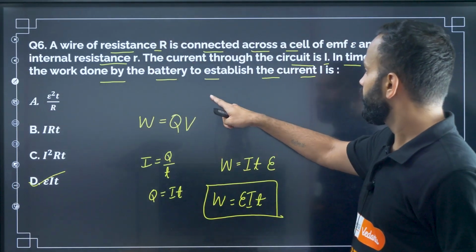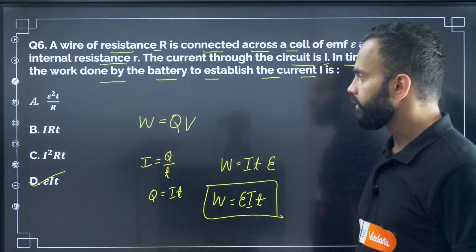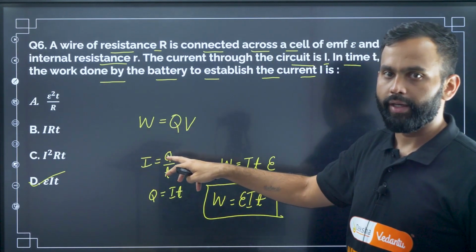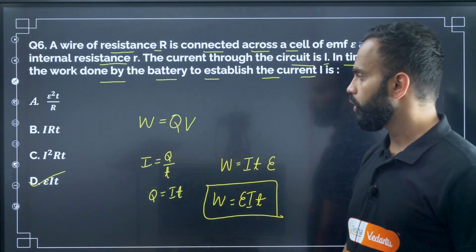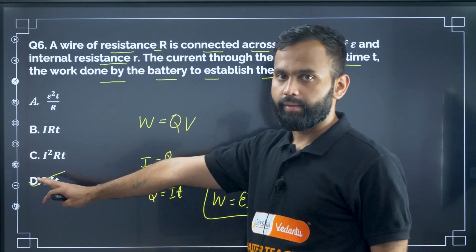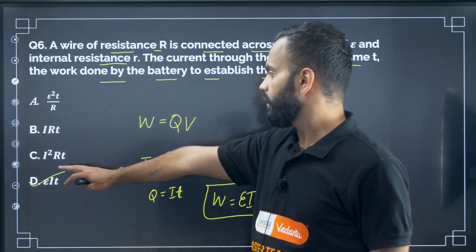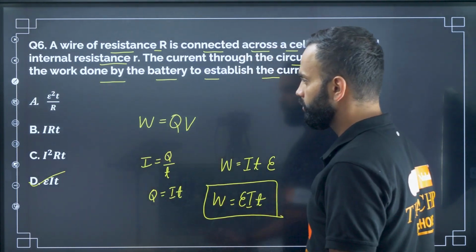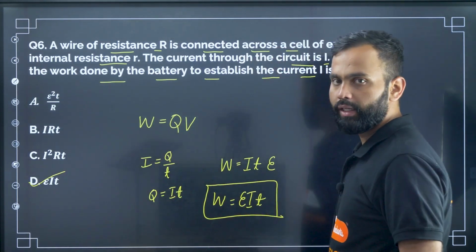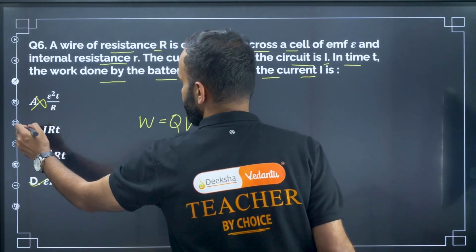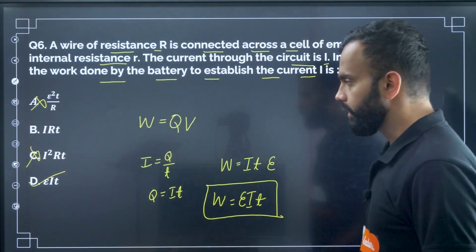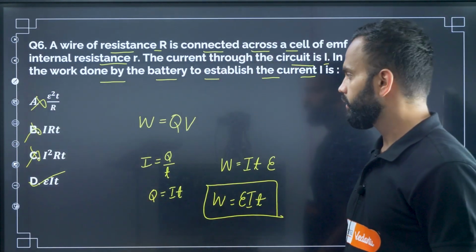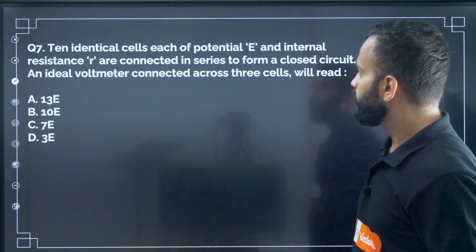See here, they are asking the work done by the battery to establish the current I. So it cannot be I square Rt and E square t divided by R. I square Rt is the heat developed in the resistor. So A and C both are incorrect. So D is the correct answer. B is also incorrect, that is not the energy equation. Yeah. Next question, question number 7.